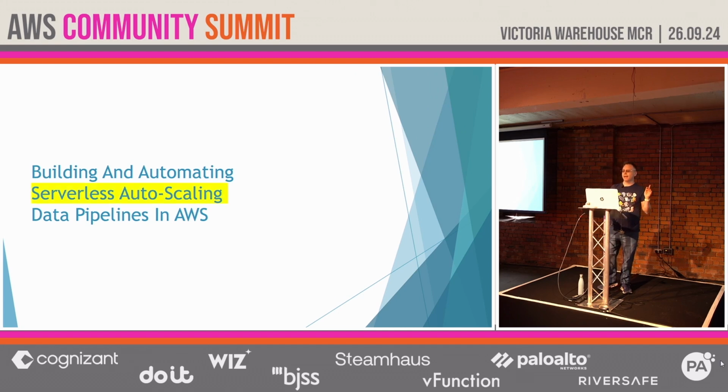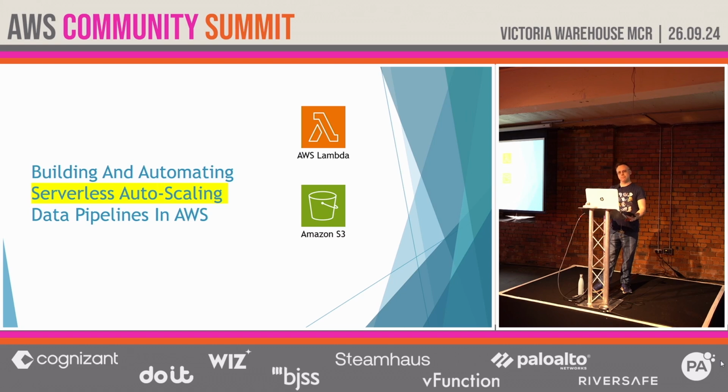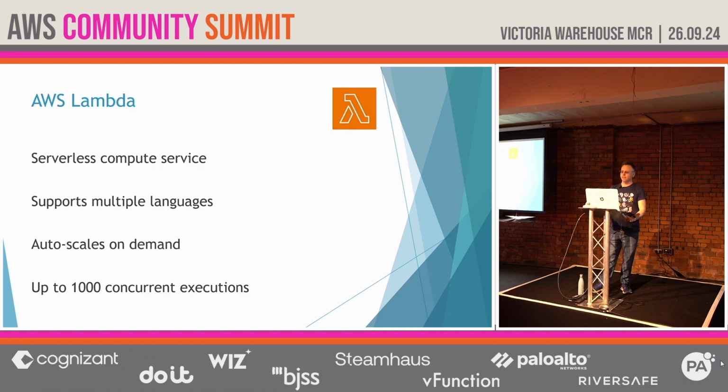First part, we're going to look at serverless and auto-scaling. And for that, we're going to be looking at Lambda and S3. So Lambda covers the variety straight away. You've got several languages supported out of the box. And if you need additional support for when that isn't there, you can import a custom runtime.